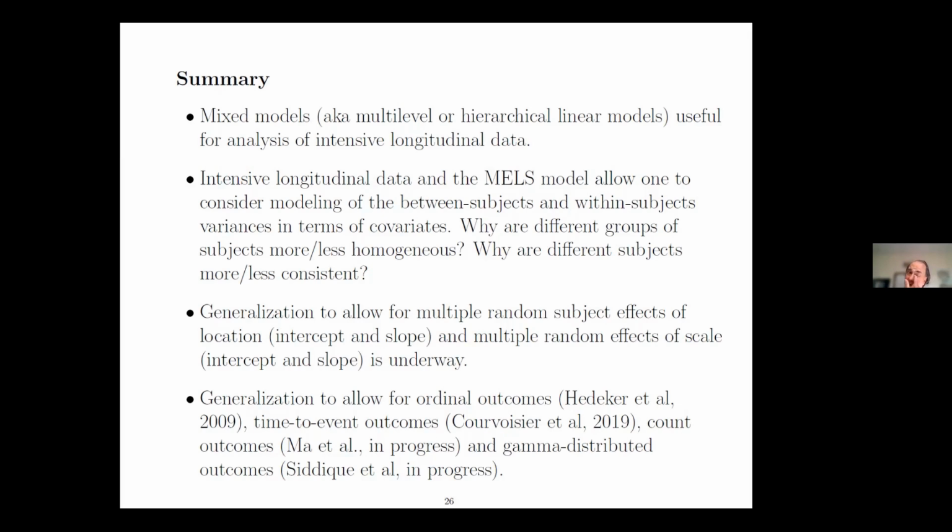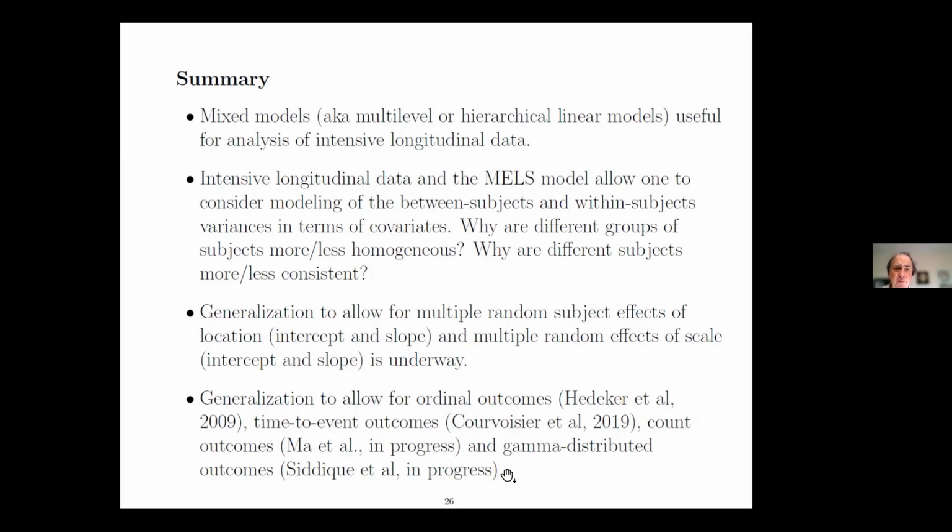Now, here what I've presented is a model in which I have just a random intercept in both the mean and the variance, and we've worked on some generalizations of that to allow multiple random subject effects for both location and scale. So the idea is you have intercept and slope, and so we're working on that. We've also looked at some other kinds of outcome variables. What I've presented today is for continuous normal outcomes, but I've also generalized this to ordinal outcomes, and also time to event outcomes.